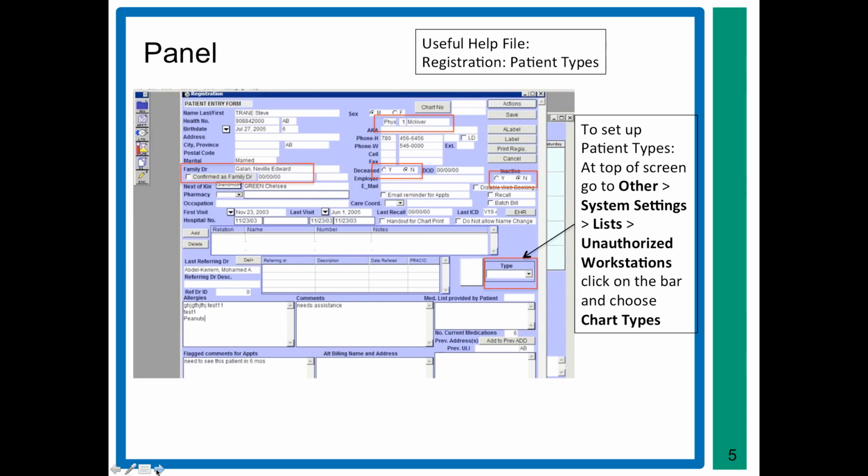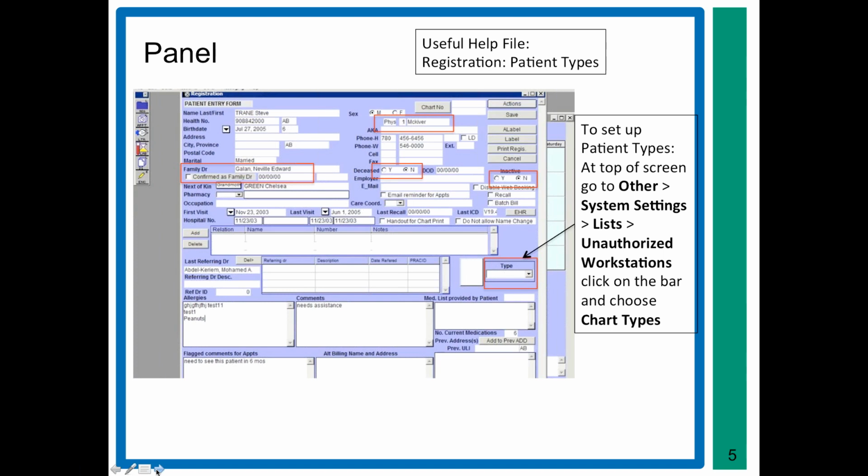The other thing you'll notice in the family doctor field is the box called confirmed as family doctor, and the date field automatically populates when it is checked off. Considering your panel processes as you're going through Alberta Screening and Prevention or panel identification for primary care network evolution, that little field will come in handy because you can run reports based on the data in that field.